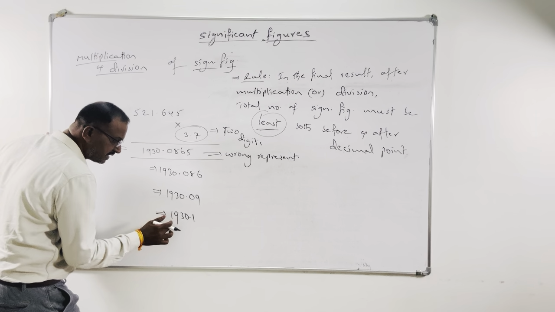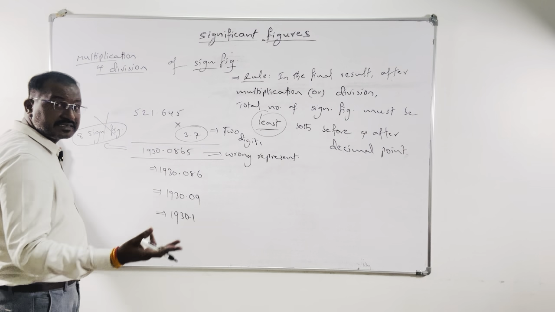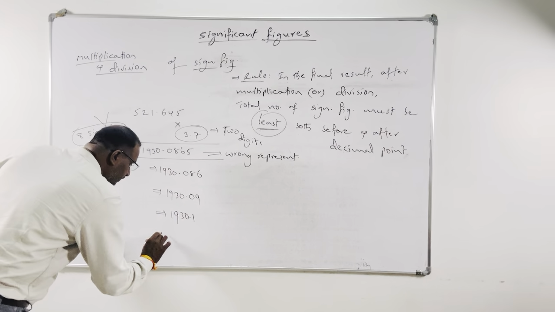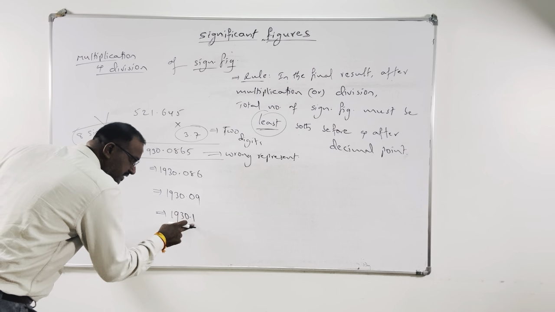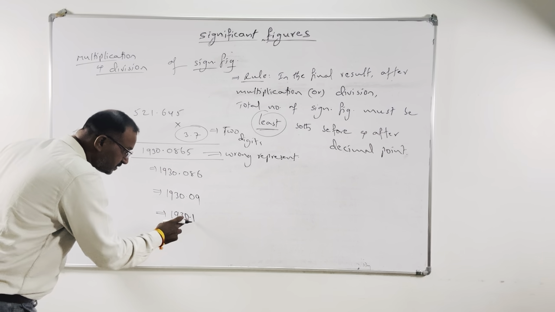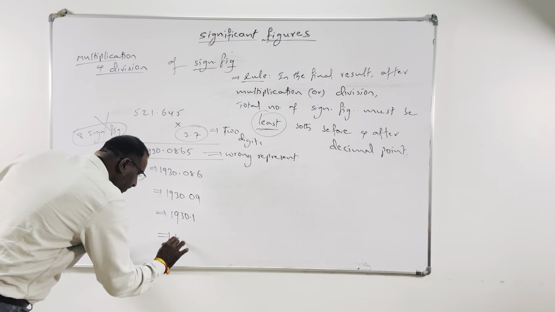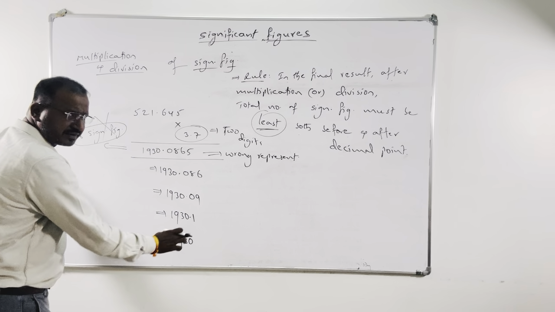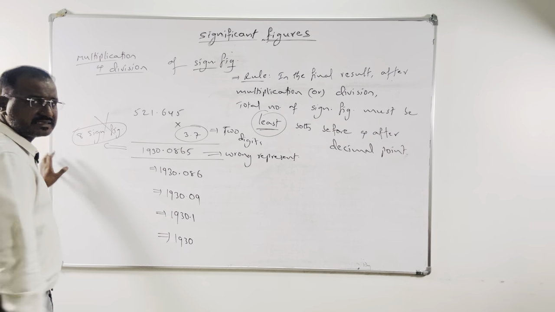And how many digits are there here? 1, 2, 3, 4, 5. 5 digits still there. Means we have to round off to 2 digits. So now, by rounding off one more thing, this is 1, less than 5 is there. So this should be as it is. Means 1930. Because it is less than 5. This digit should be as it is.